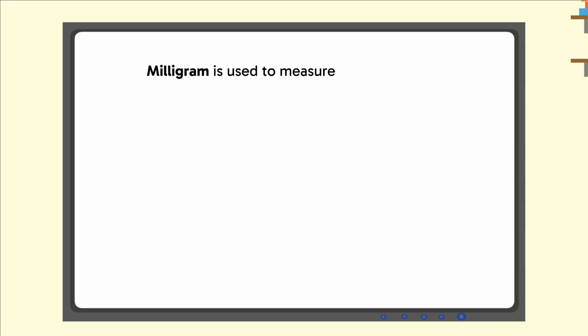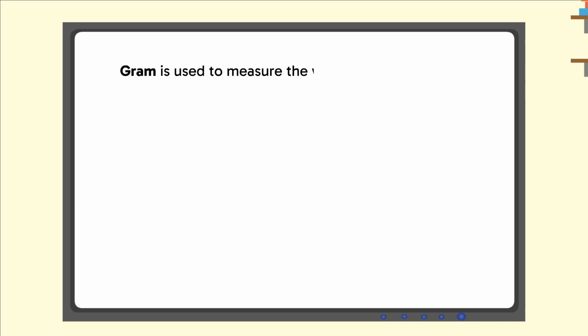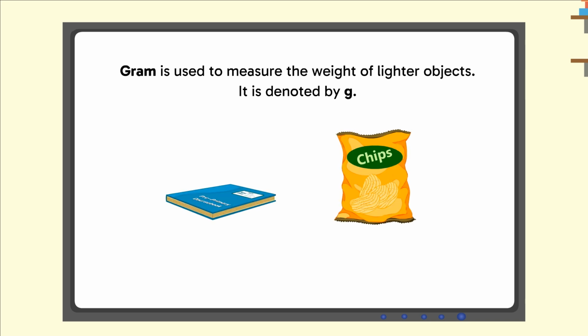Milligram is used to measure very light things. It is denoted by mg. For example, weight of a feather, a safety pin, a medicine, etc., is measured in milligrams. Gram is used to measure the weight of lighter objects. It is denoted by g. For example, weight of a book, a packet of chips, etc., is measured in grams.